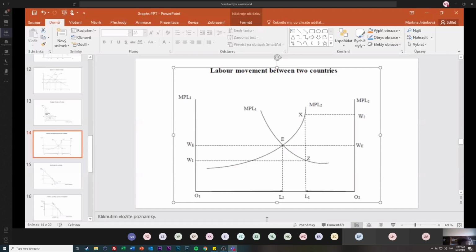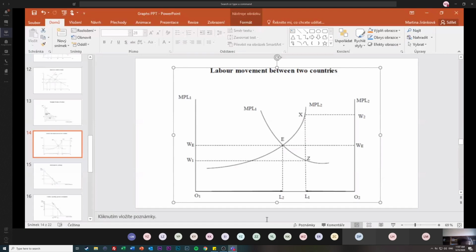A, the increase of wage in the foreign country, false. B, the decrease of wage in the domestic country, true. The decrease of wage in the foreign country, false. C, the increase of product in the domestic country, false. And D, the decrease of product in the domestic country, true. Only D.